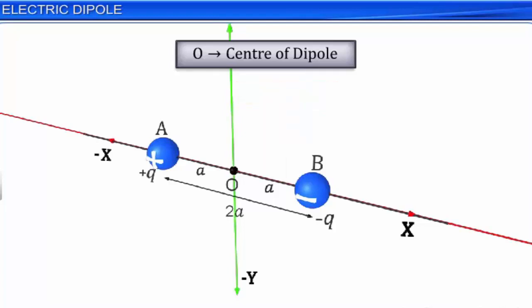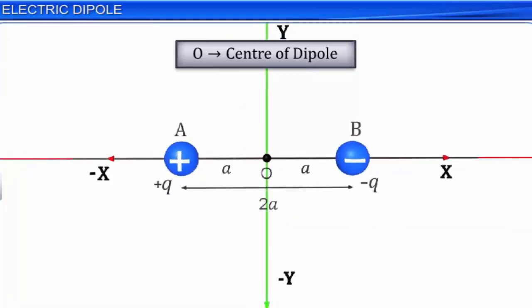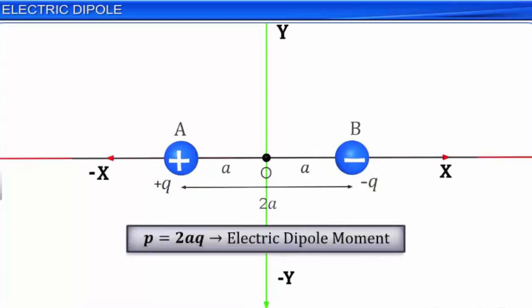Assume that the dipole is placed such that the center O of the dipole coincides with the origin and the axis of the dipole coincides with the x-axis of the Cartesian coordinate system. The charge minus q is placed along the positive x-axis, and the charge plus q is placed along the negative x-axis. The product of the length of the dipole and the magnitude of the charge is called the electric dipole moment P. Here, P is equal to 2aq. It is a vector quantity directed from minus q to plus q.